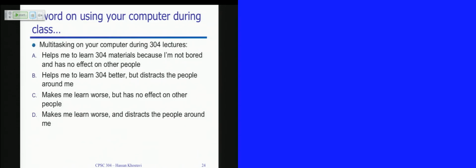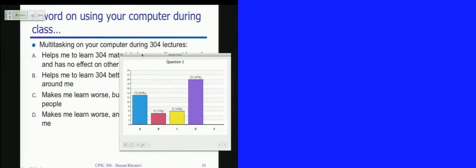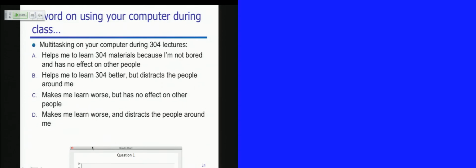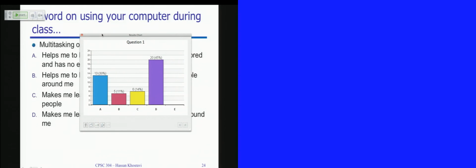Okay, so multitasking on the computer. At least the majority of you agree that it's going to make you learn worse and distract the people around you. And it's true.